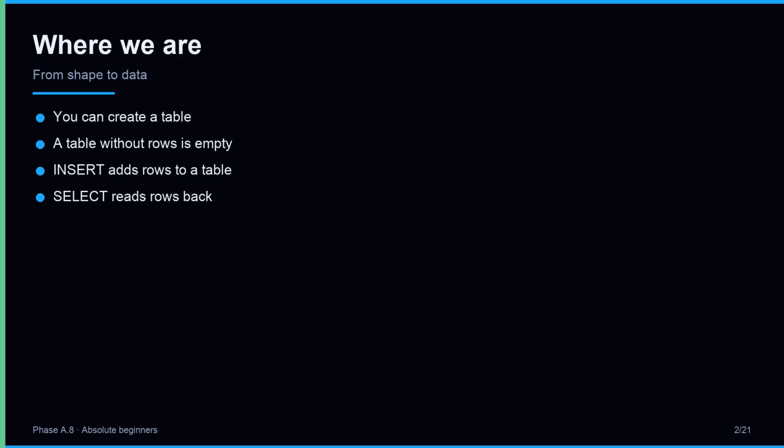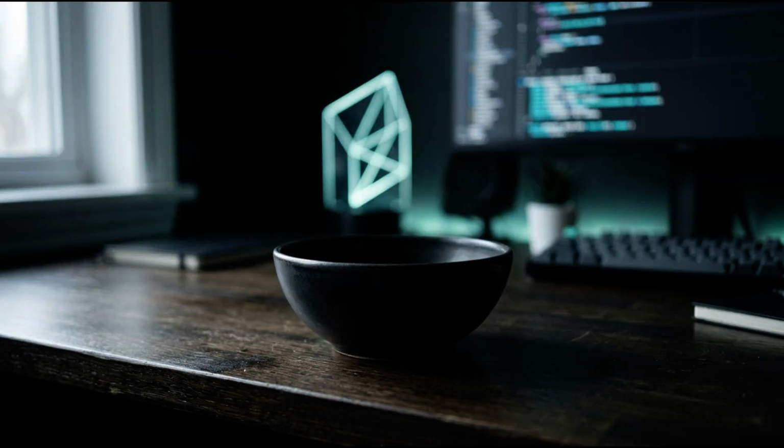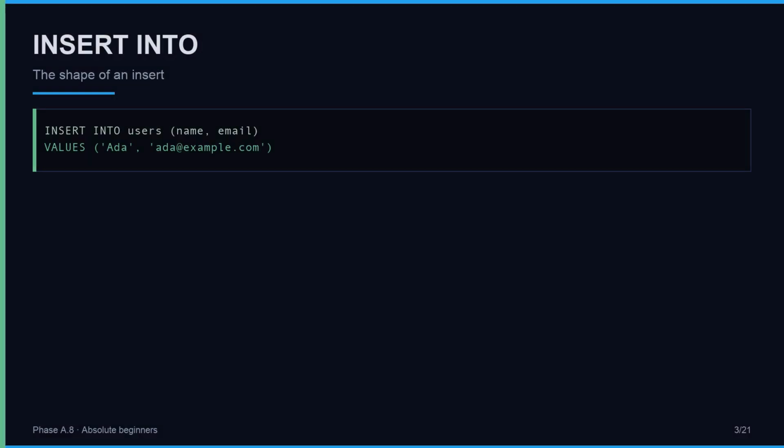From shape to data, you built the columns. You named the types. But the table has no rows yet. Today the shape fills with life. The table is waiting. Here is the insert command in its simplest form.